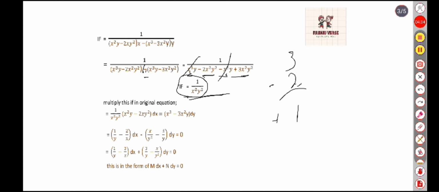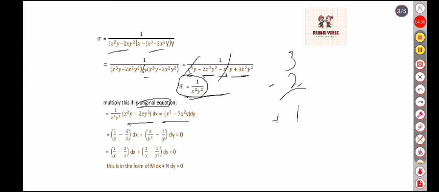Now this we multiply in our first equation or original equation, that is this. So we multiply here. So 1 over x square y square times (x square y minus 2x y square) dx equal to (x cube minus 3x square y) dy. This is our equation.